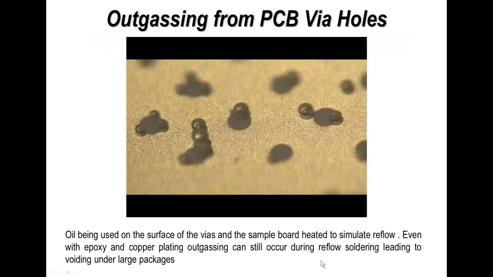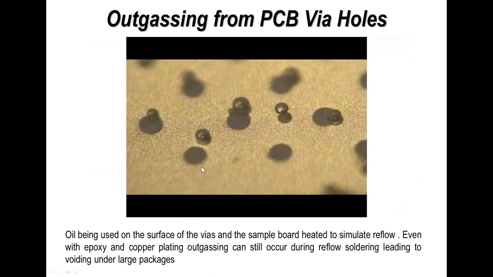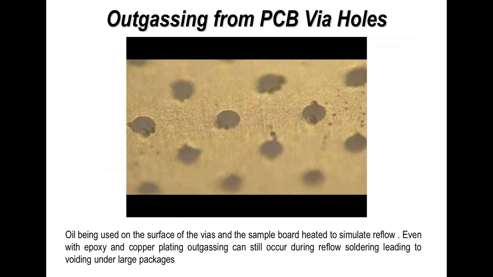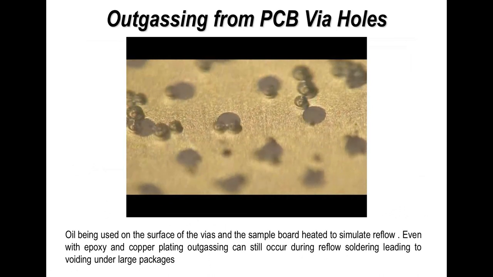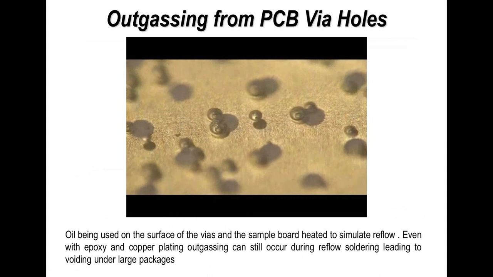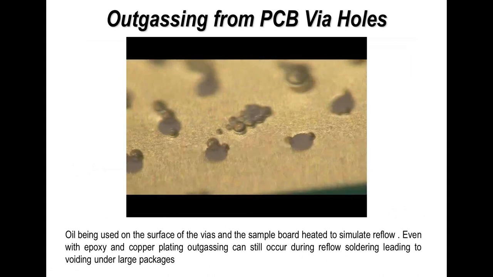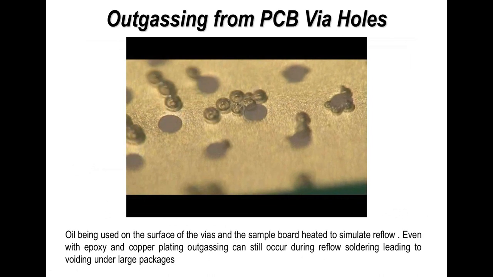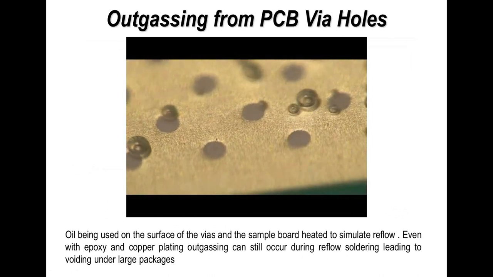Now, outgassing of printed circuit boards can also be an issue for us guys using LGA and QFN type packages. What I wanted to show you is an example of gassing from via holes. What I've done is I've put some oil onto the surface of the printed circuit board and videoed what's happening. So imagine that underneath your QFN or LGA packages. A lot of people blame the paste, the profile, but in this particular case, it's outgassing from the vias.